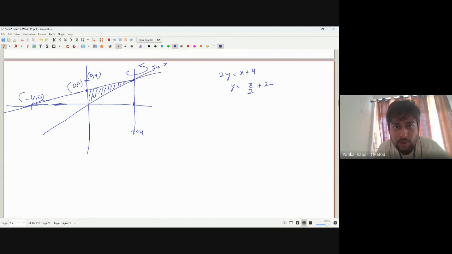This is y equal to x by 2 plus 2. So there are two lines basically, and this region we are revolving about the line x equal to 4. And we have to find the volume of the solid generated by this revolution.